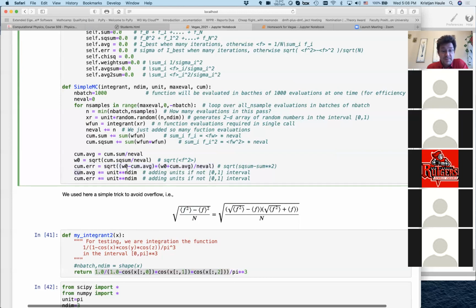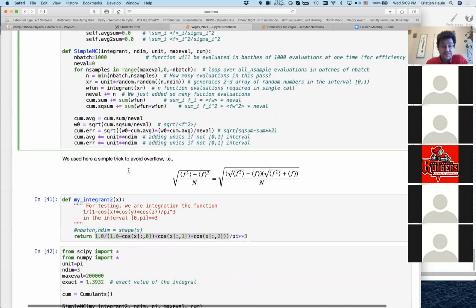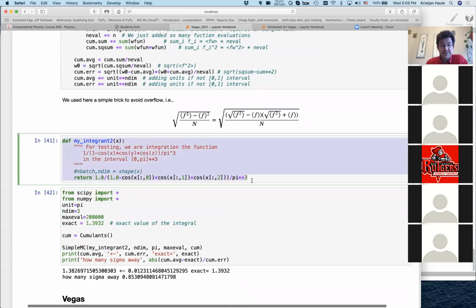And then we just multiply the final results with the unit to the power of dimensions, because if the integration is not between 0 and 1, but between 0 and pi, then the volume is, of course, pi to the power of the number of dimensions. In this case, for example, pi to the power of 3. So we need to multiply both the average and the integral by this volume size of the hypercube.